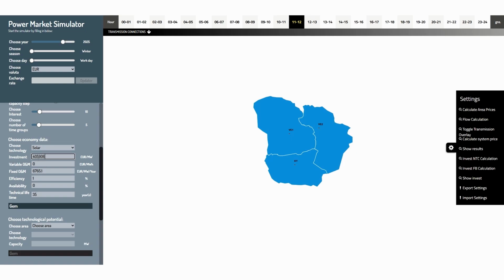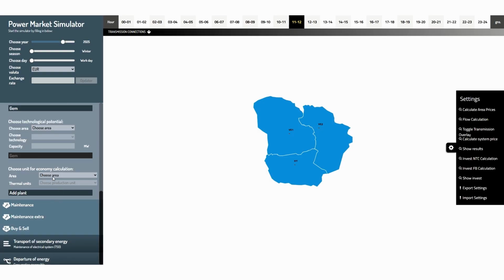As you can see here, it is 405,000 euros per megawatt, and I increase this amount here to 500,000 euros per megawatt. Save this here, and then again I will say I will follow the profit for the solar cells here, add to this here, and then I do a new scenario calculation.